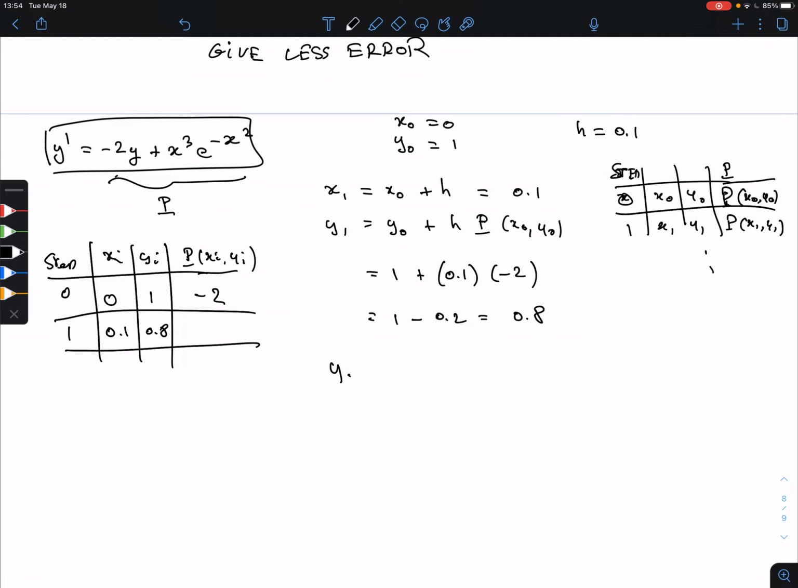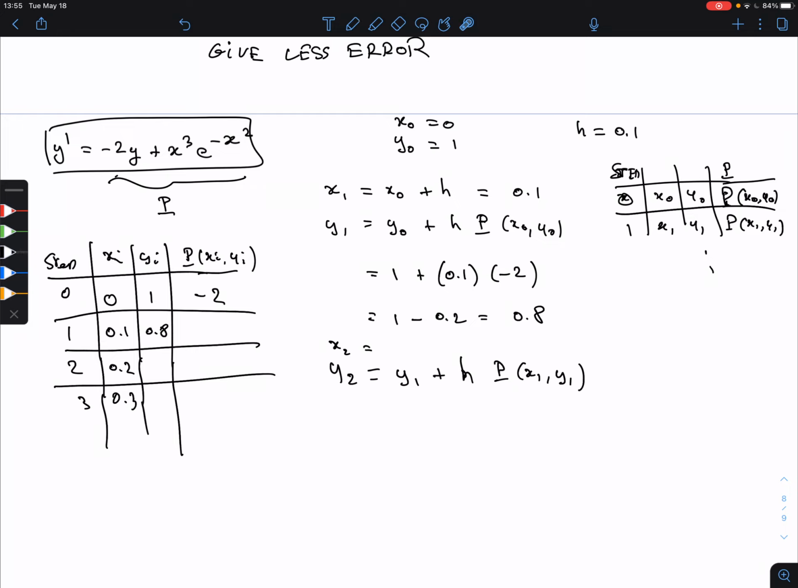So let's do now y2. Well, x2, what is x2? Remember, you always add another 0.1, so we kind of know what this is going to be. This is going to be 0.2 here, and then in the third step it will be 0.3, etc. The only calculation really that goes on is y2. What we need for y2, I write down the formula, is y1 plus h times p of x1, y1.